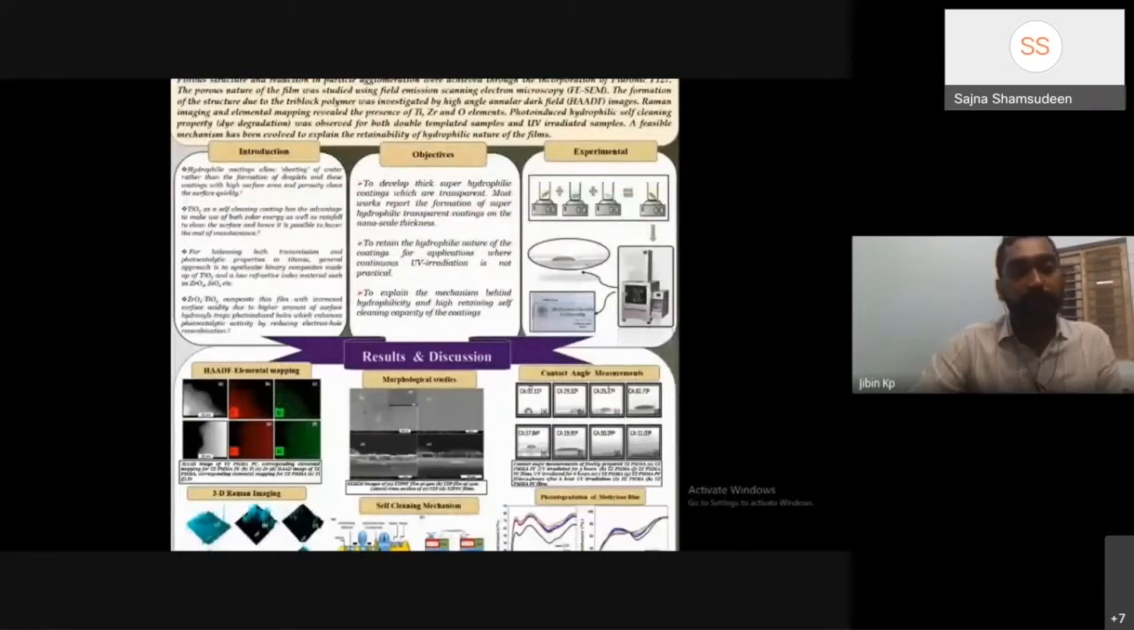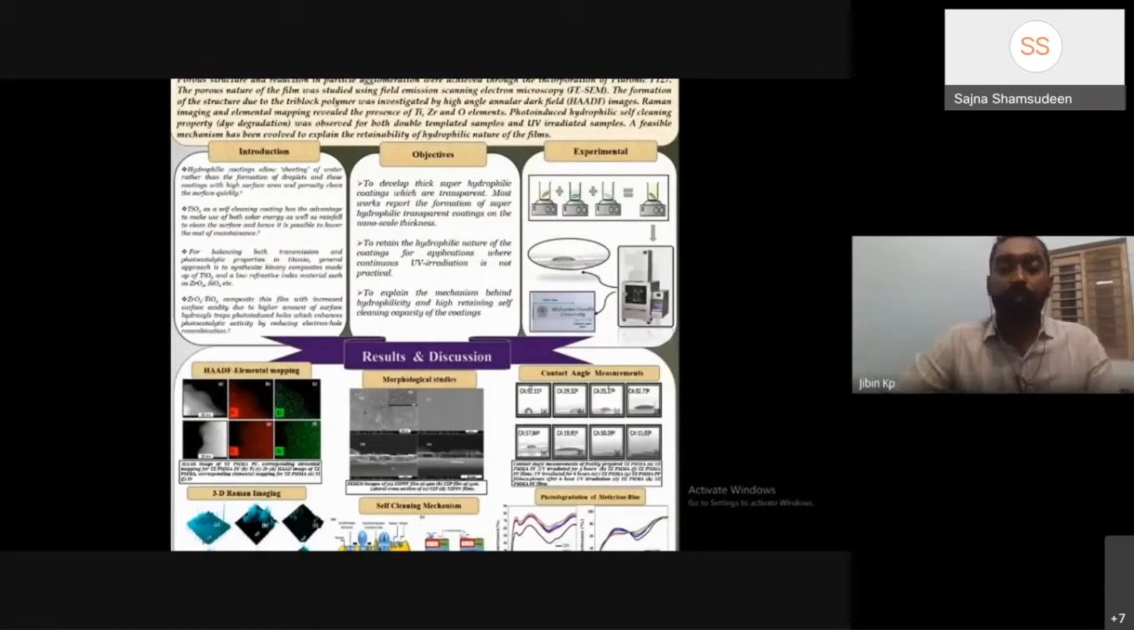In the ADAF imaging, we can see that both titanium and zirconia are present throughout the surface of the films, and titanium zirconia is homogeneously seen throughout the surface, which clearly confirms the presence of the elements over the surfaces. For the morphological studies, we have carried out the FESEM analysis.